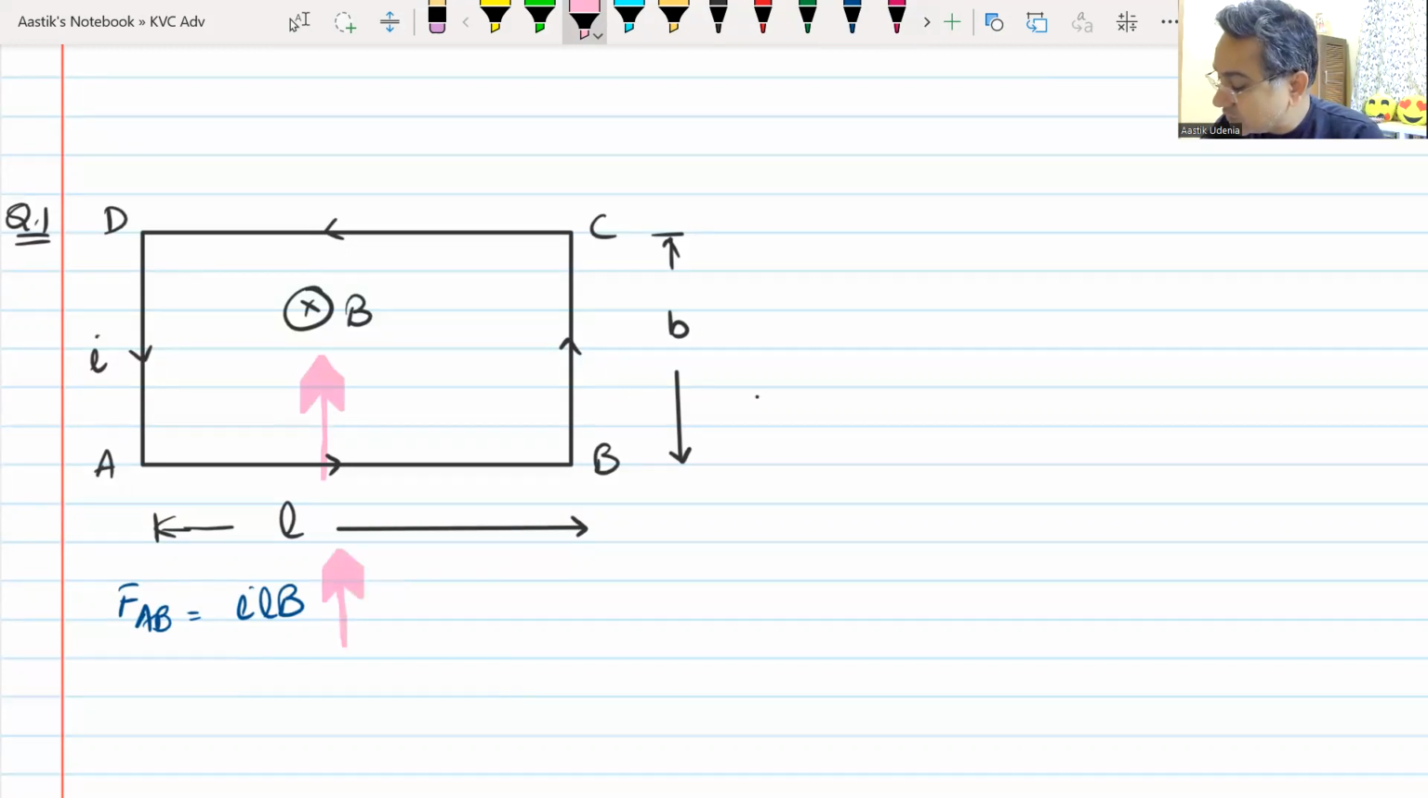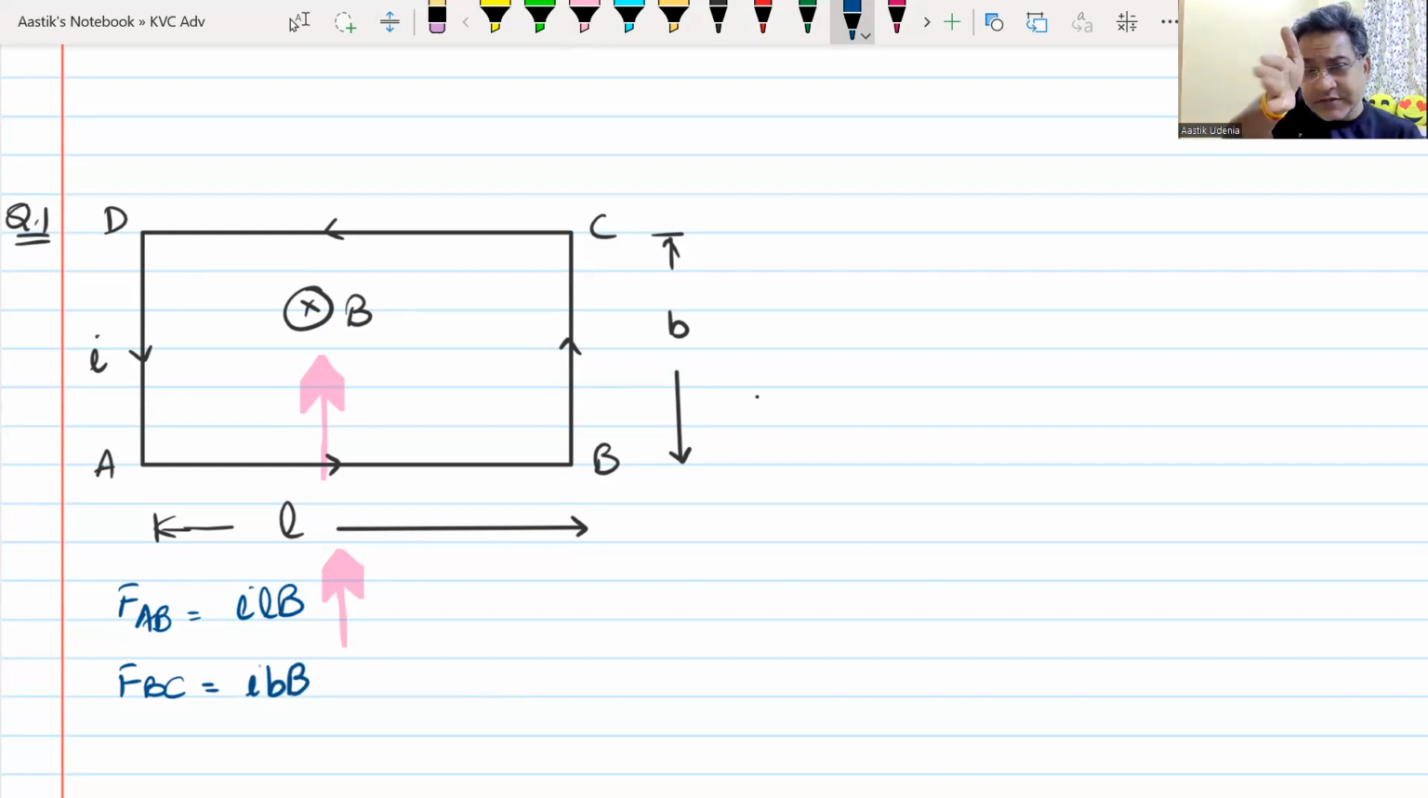If I find out the magnitude of force on the wire BC, what will be the force on the wire BC? I into b into B, angle is 90. What will be the direction of force? Current is here, magnetic field is inside. What will be the direction of force? Towards left, sir. It would be like this.